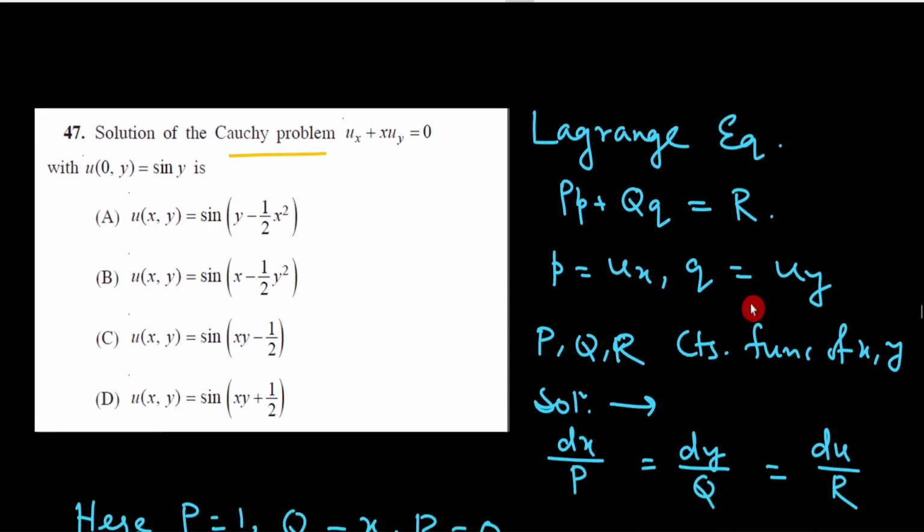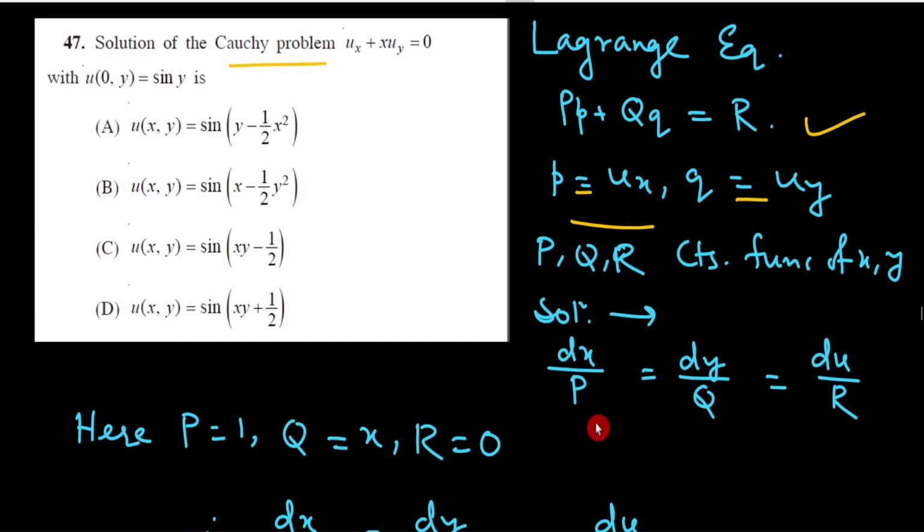So if we compare this equation u_x plus x u_y equal to 0 with the equation Pp plus Qq equal to R, then we must have P equal to u_x, Q stands for u_y partial derivatives, and P, Q, R are the continuous functions of x, y. So the general solution of the Lagrange's equation is of the form, we take dx by P plus dy by Q plus du by R.